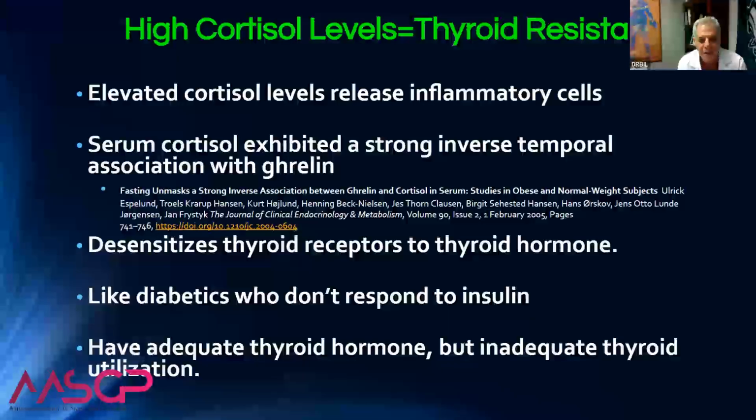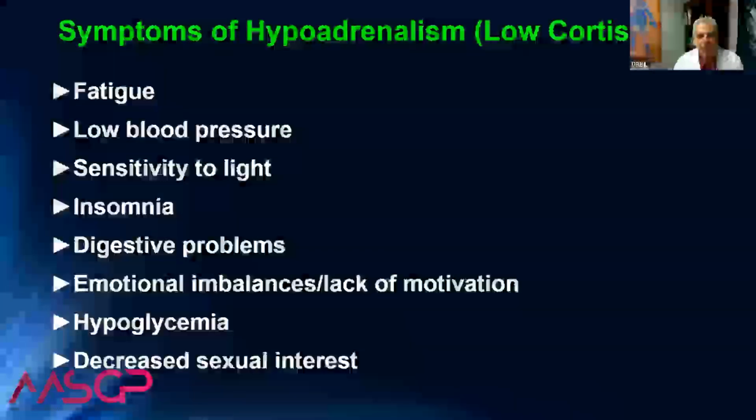Cortisol exhibits a strongly inverse temporal association with ghrelin. Ghrelin, remember, is part of the pathway that creates growth hormone. So high cortisol levels will inhibit growth hormone. It will also desensitize the thyroid receptors to the thyroid hormone. And like diabetics who don't respond to insulin, you might have adequate thyroid hormone, but it becomes insensitive.